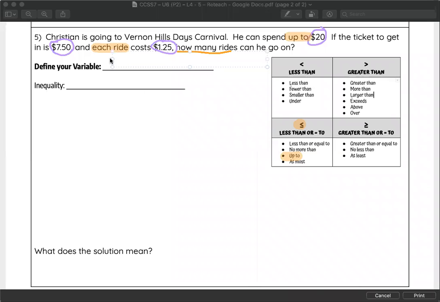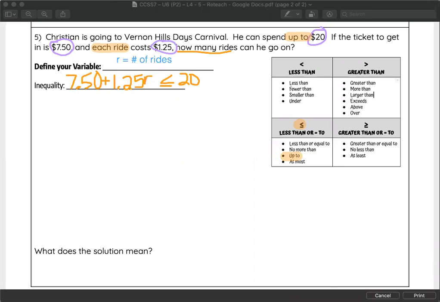So I'm going to use R equals the number of rides. And then I'm going to set up my inequality. So the total amount he can spend is up to $20. So that tells me less than or equal to $20. He's paying to get into the carnival once. So that $7.50 is a one-time deal plus $1.25 per ride. So times R, the number of rides.